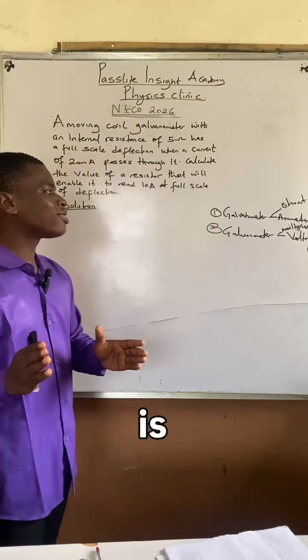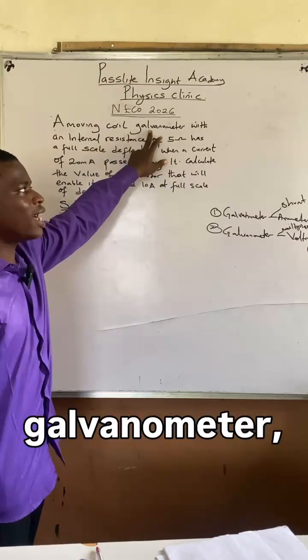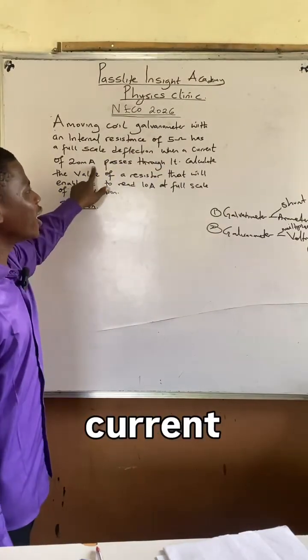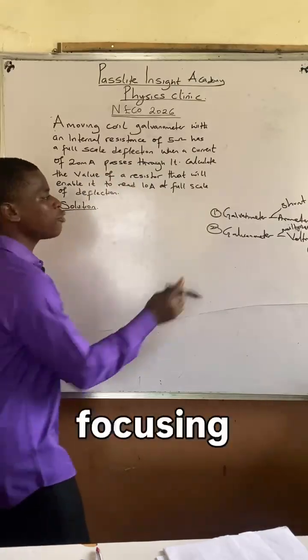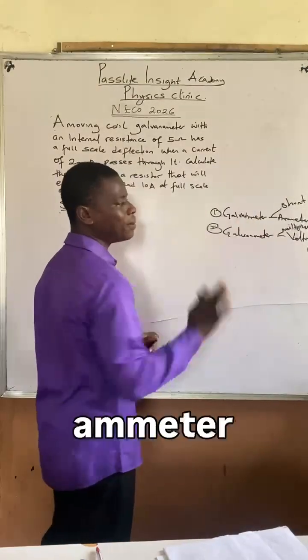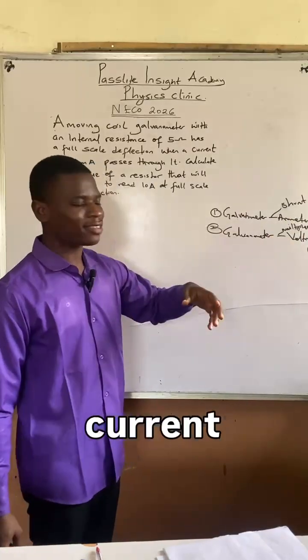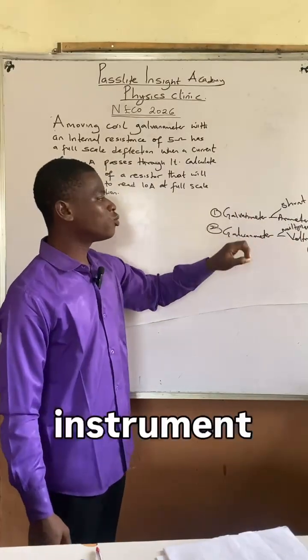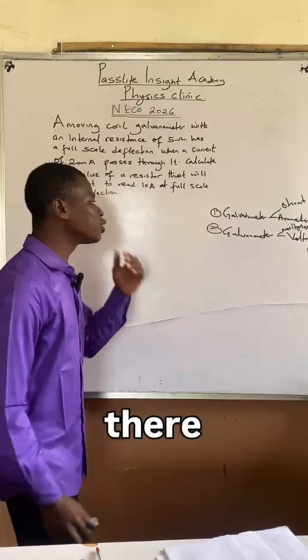So look at this question. How do we know whether it's a conversion of galvanometer to ammeter or voltmeter? You see the question, they mention galvanometer, but what they mention next is current: a current of 20 milliampere. So we are focusing on conversion of galvanometer to ammeter. An ammeter is an instrument used to measure current, while a galvanometer is an instrument used to detect small amounts of current.